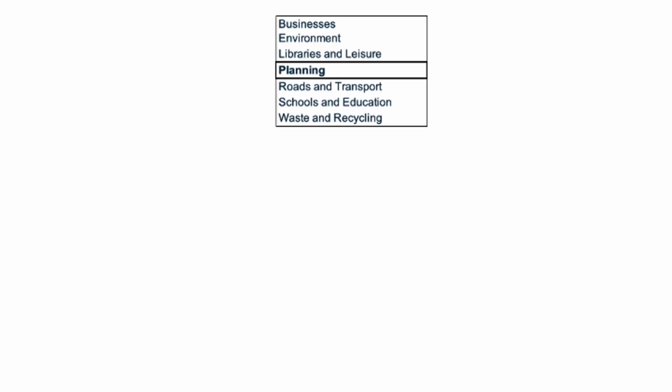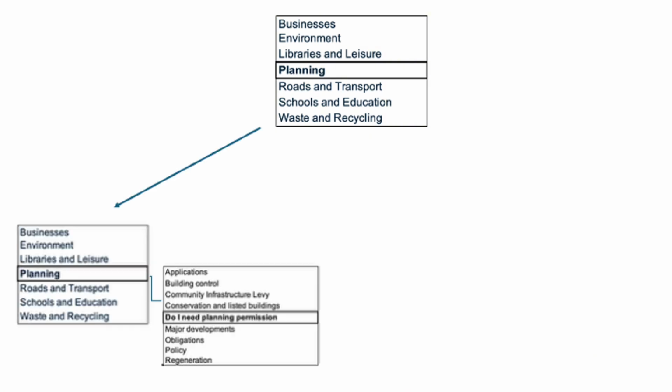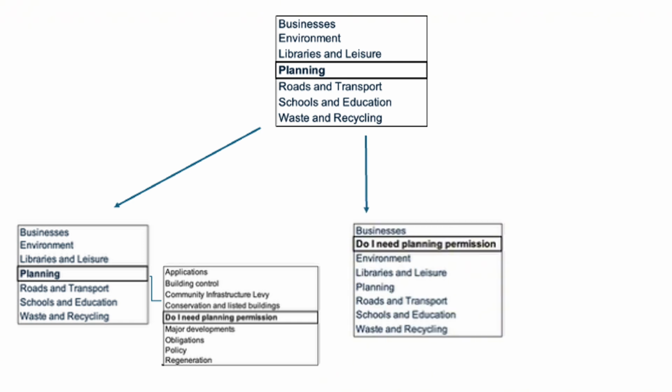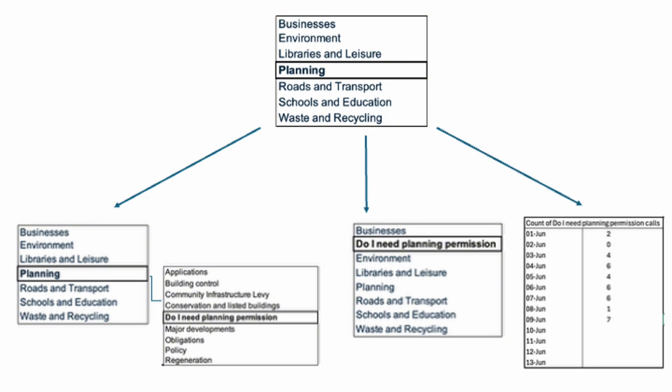The second and most common challenge is the level of detail recorded about the subject of each call. A lot of councils record planning-related calls, but they have no more detail than that. Options include the permanent addition of a second layer of reasons, or adding a specific one to the list for do I need planning permission, or perhaps getting agreement for data to be manually recorded for agreed periods of time.